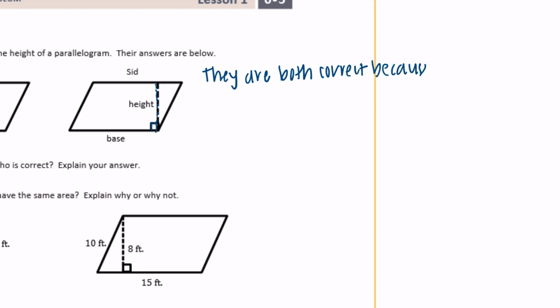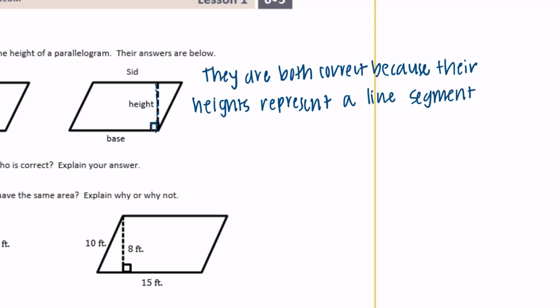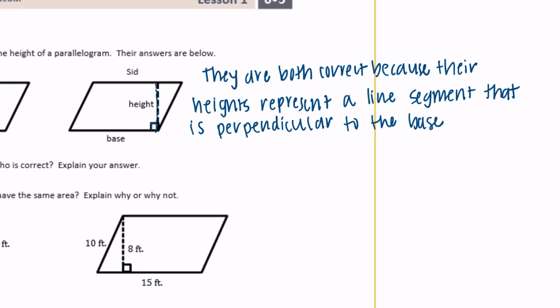Because their heights represent a line segment that is perpendicular to the base. We can extend it, and whose endpoint is on the opposite sides of the parallelogram.